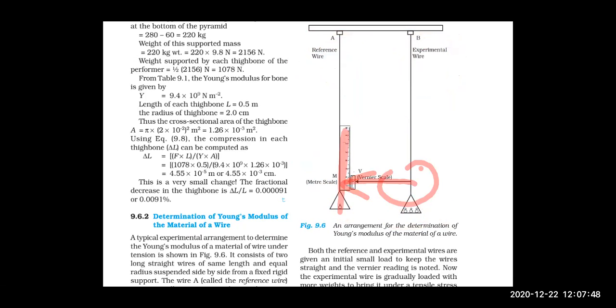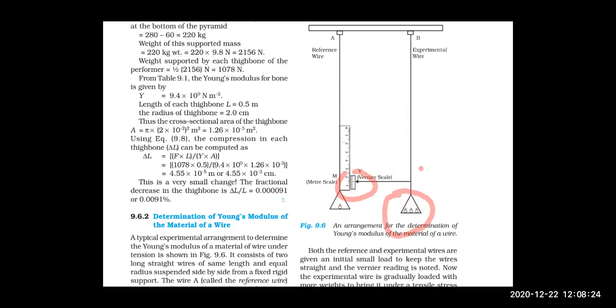Now how are you going to start your experiment? You are going to put some weight on both the pans. Why on both the pans? Because beta, if some kink, some fold, some turn is there on either of the wires, it will be removed and both the wires will become straight and parallel. Right, now we are going to note the reading of the main scale and the vernier scale. Now in the experimental wire's pan, we are going to put some known weights.